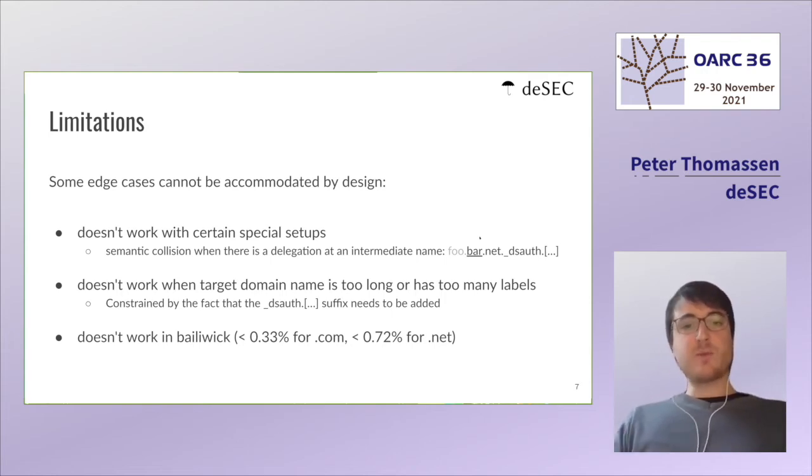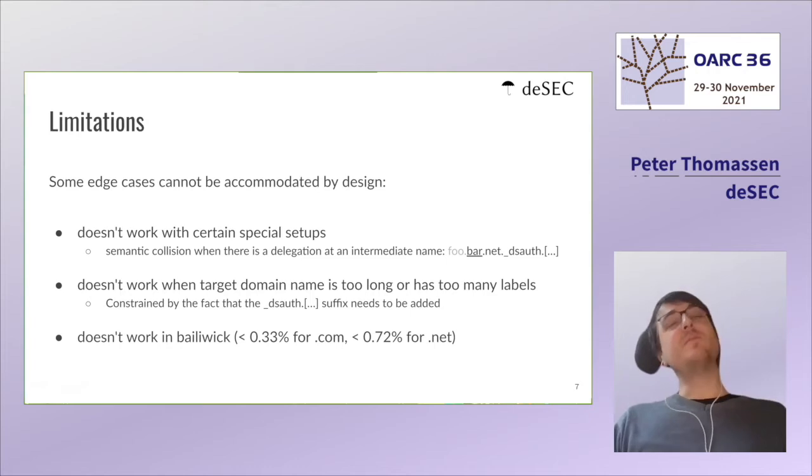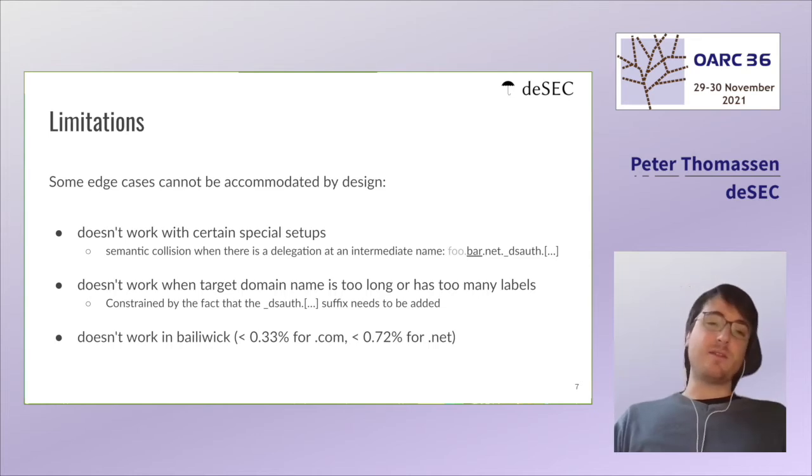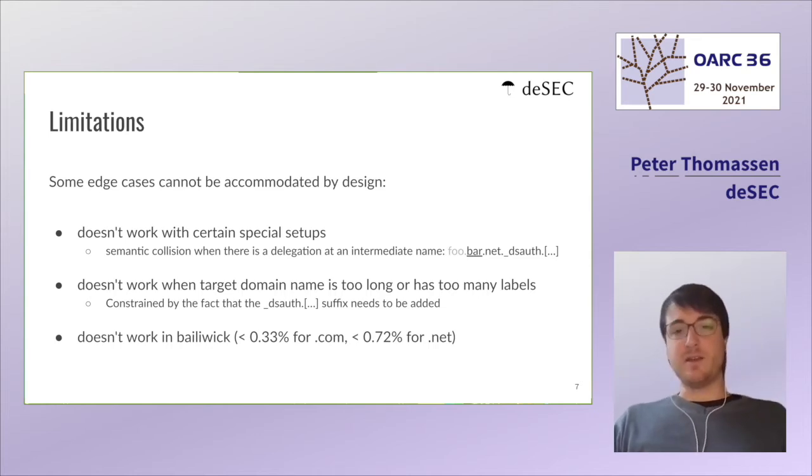The model also doesn't work when the target name is excessively long or has too many labels, because we append something to the target name. So it could be possible to run into the length restrictions. It's also unlikely to happen, but it's also a restriction technically. And also it doesn't work to bootstrap domains which are in bailiwick, because if you have a domain that's in bailiwick and you need to bootstrap it, that means that you don't have the validation path yet. Otherwise you wouldn't be trying to bootstrap it. And if you don't have the validation path yet, however, you can't do this kind of authentication that we're proposing.